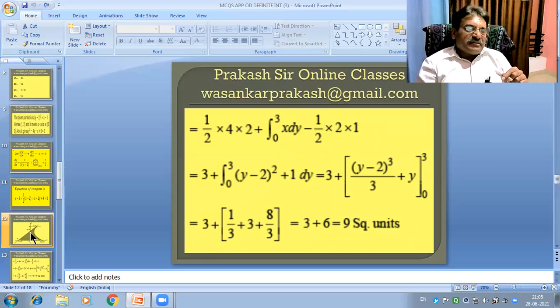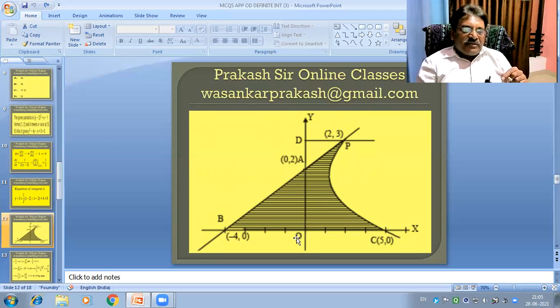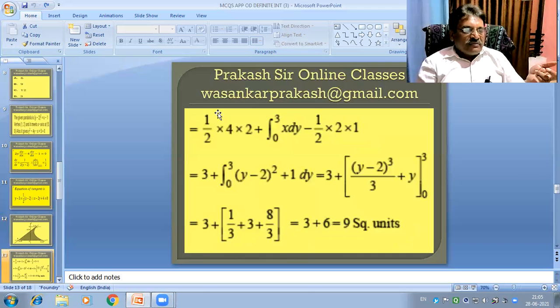Again, first we find the area of the triangle OAB, that is 1 by 2 base multiplied by height. The base is 4 and the height, OA, is 2. So 1 by 2 into 4 into 2. The 2 cancels, so we get 4.